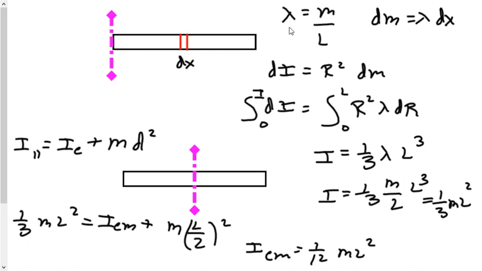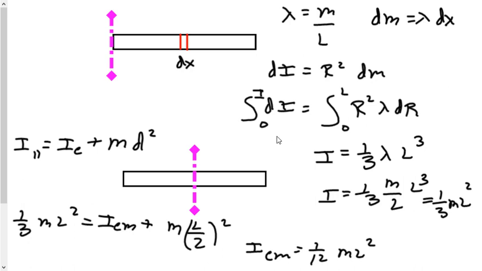Once again, we see lambda equals m over L, and therefore dm equals lambda dx. And dx is, of course, any infinitesimal x as we go along this particular bar. And again, we're assuming that there's a uniform mass density here. So remember that dI, the differential moment of inertia, is equal to r squared dm. Well, what's dm equal to again? Well, dm is going to equal lambda multiplied by dx.